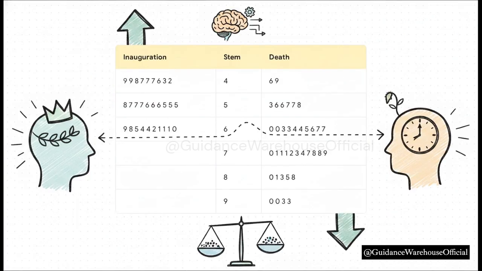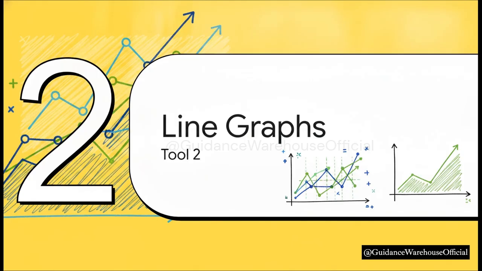Real quick, before we leave stem plots, notice the side-by-side layout here. What's happening? Well, we have one single shared column of stems right down the middle. On the left side, we have leaves representing the ages of U.S. presidents at their inauguration. On the right side, leaves representing their ages at death. It's an incredibly efficient way to visually compare 2 completely different data sets using the exact same scale. Pretty cool, right? All right, let's move on to Tool 2, line graphs for frequency.